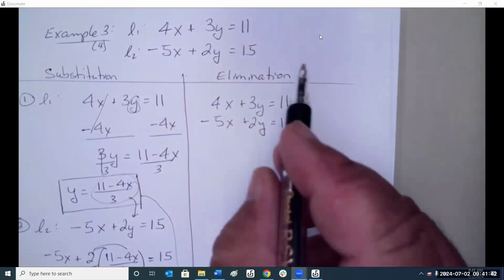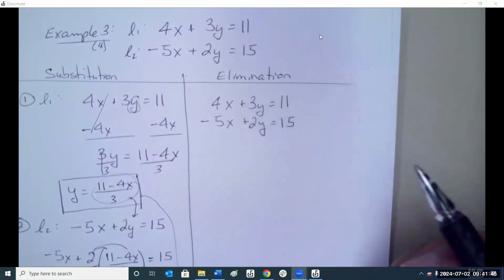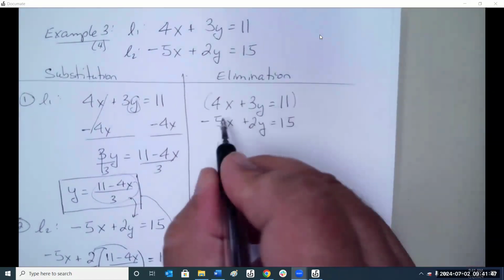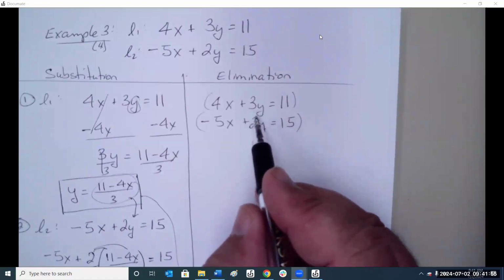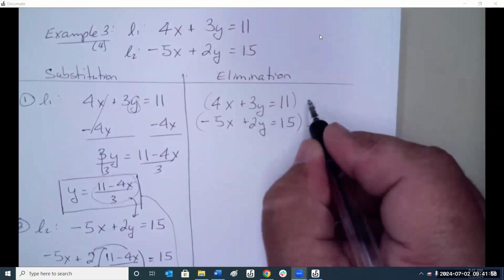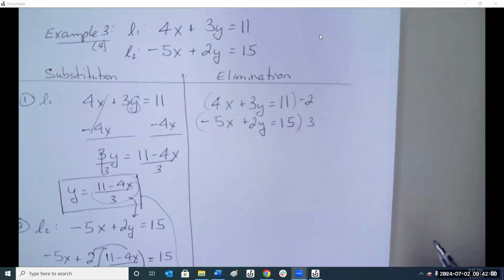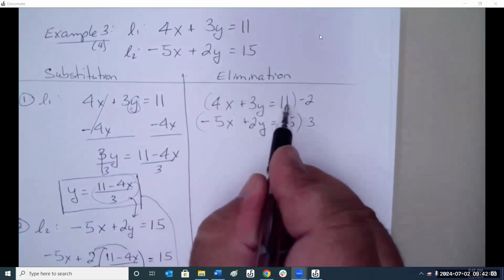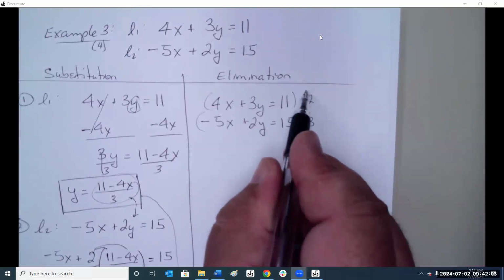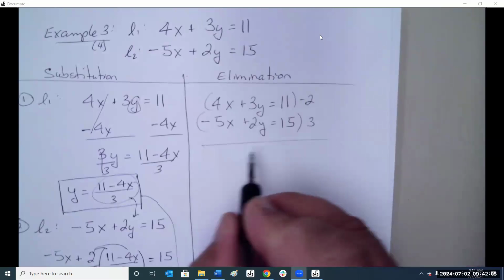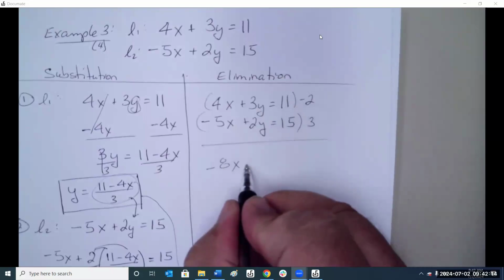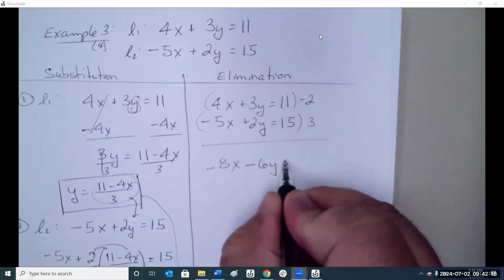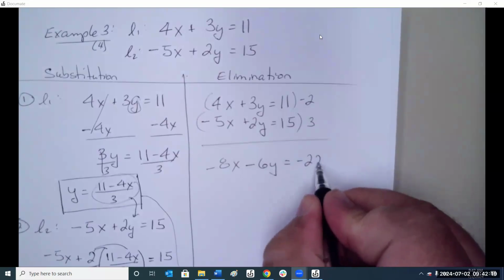Okay. So that means we have to have the same number, different signs, which means we have to multiply both of these equations by something to make them that. Very good. So everything inside this parenthesis in the equation is multiplied by negative 2. 4 times negative 2 is negative 8x. Positive and negative is a negative. 3 times 2 is 6y equals negative 22.